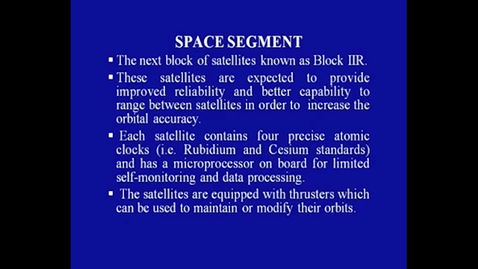The next block of satellites, known as Block 2R, are expected to provide improved reliability and better capability to the range between the satellites in order to increase the orbital accuracy. Each satellite consists of 4 precise atomic clocks, that is rubidium and cesium standards, and has a microprocessor on board for limited self-monitoring and data processing. The satellites are also equipped with thrusters which can be used to maintain or modify their orbits.